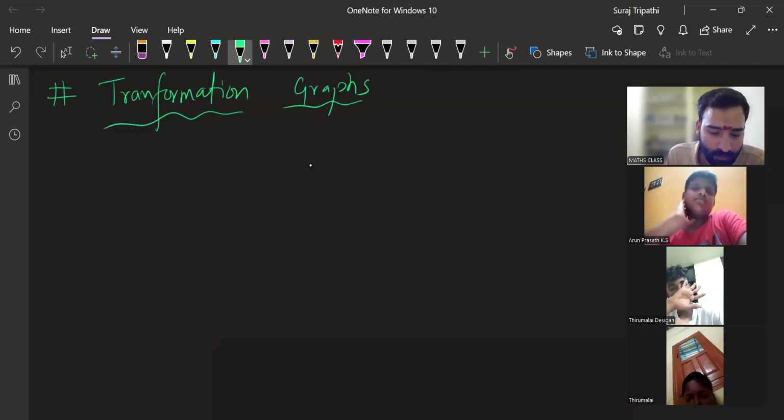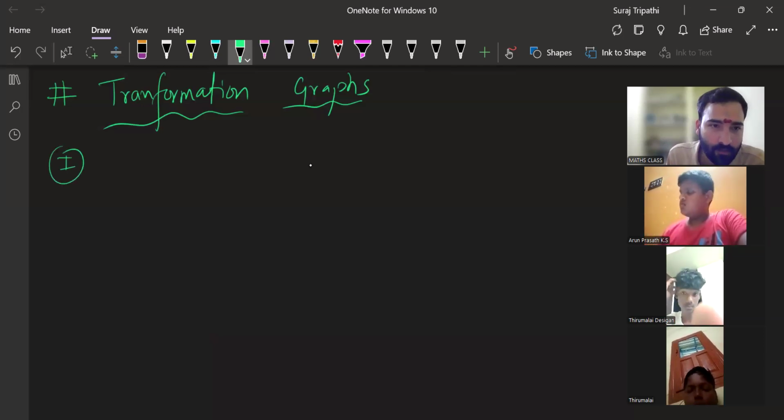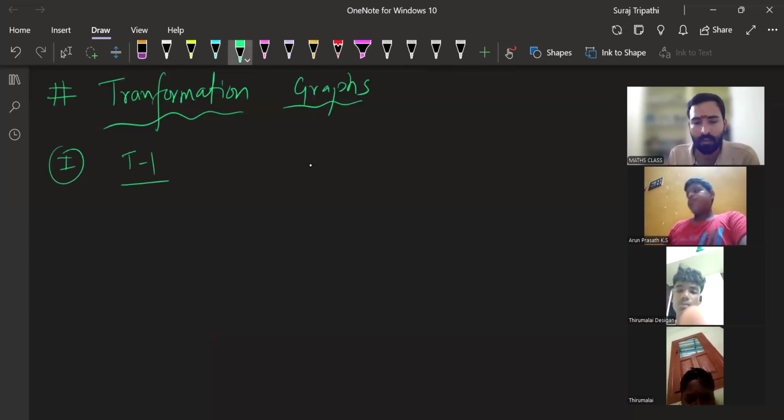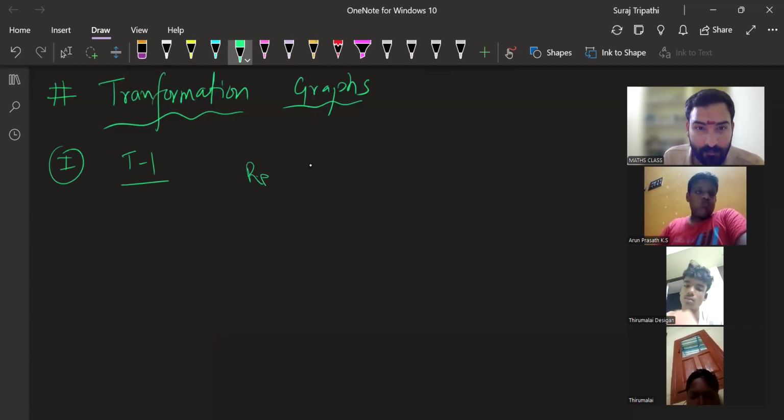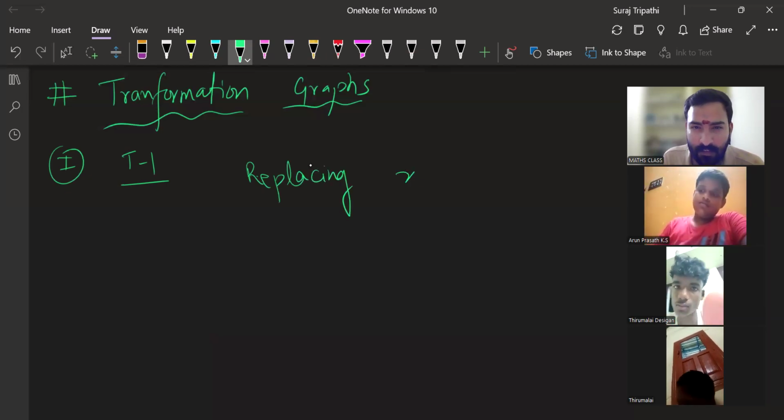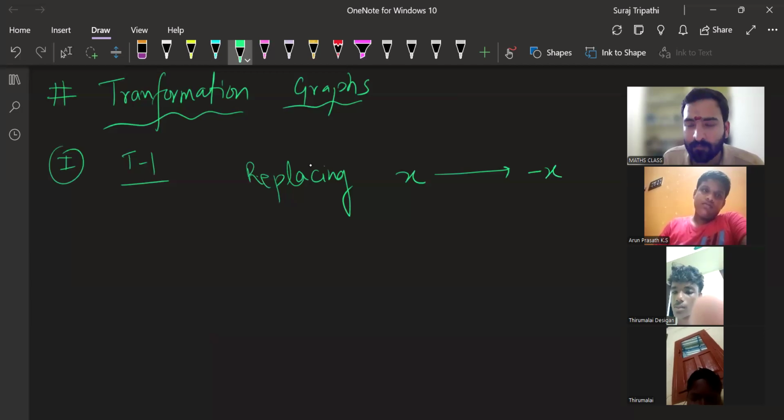Now transformation 1. Transformation 1 is if we are replacing x with minus x. Right? If any graph is given, for that graph, if we are replacing x with minus x, then what changes do we have to make there?